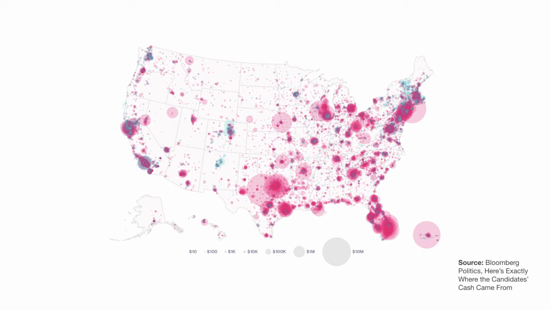And here is an example of the use of bubble maps recently to visualize exactly where each candidate's cash came from. And this is from Bloomberg Politics. They've used different colors here for whether they're Republican or Democrats, and where in the country the donors came from.